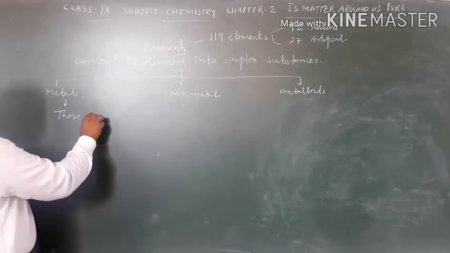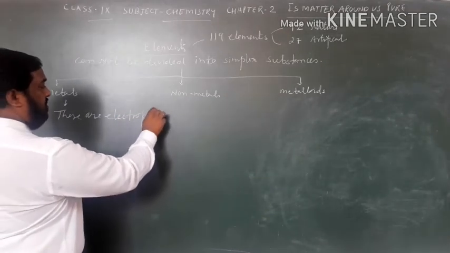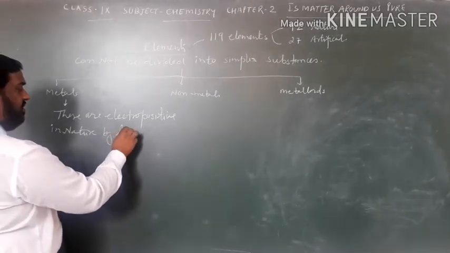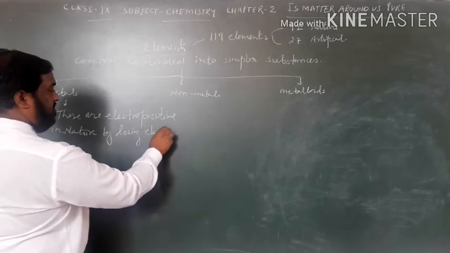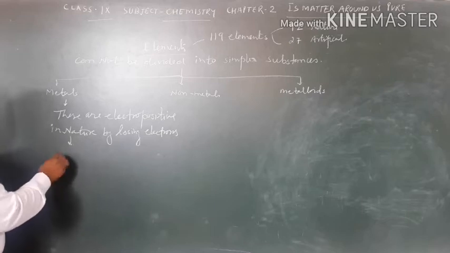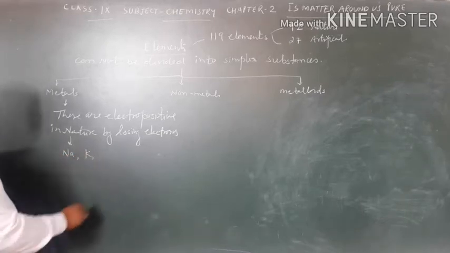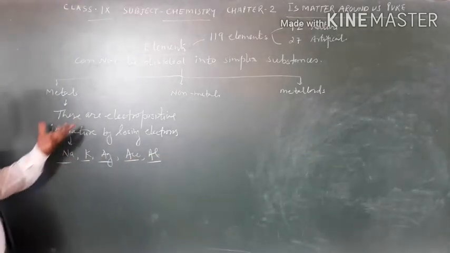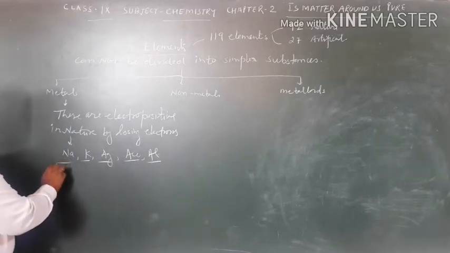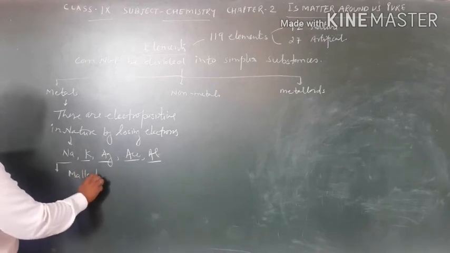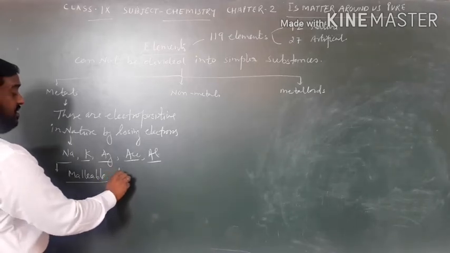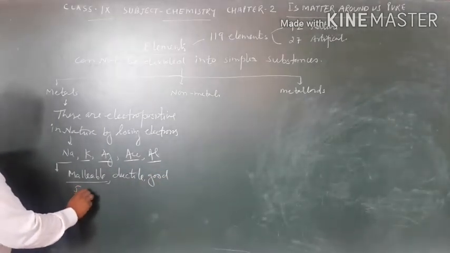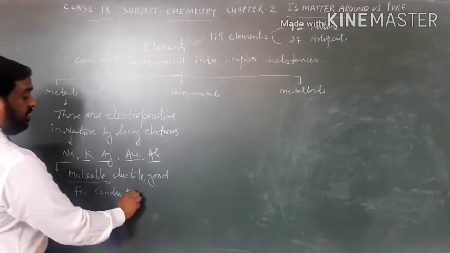Metals are electropositive in nature, losing electrons. For example, sodium, potassium, silver, gold, aluminum. These are examples of metals. And you know very well, metals are malleable in nature, ductile in nature, and good for conduction of electricity.